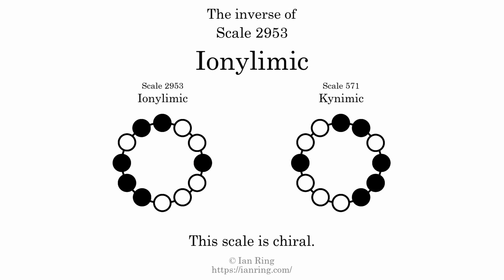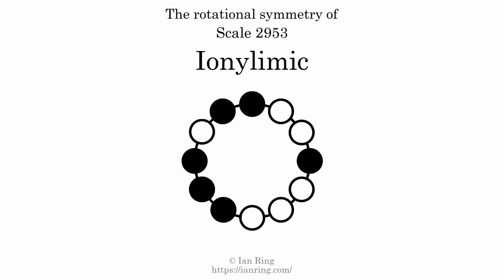The inverse of a scale is a mirror image. It is what you get when the sequence of intervals is reversed. The inverse of this scale is scale 571, also known as Ionylimic. This scale is chiral. It cannot transform into its inverse by rotational transformation. This scale has no rotational symmetry.